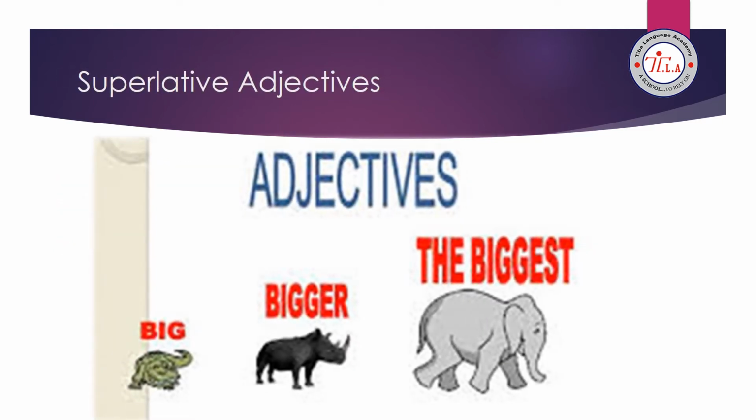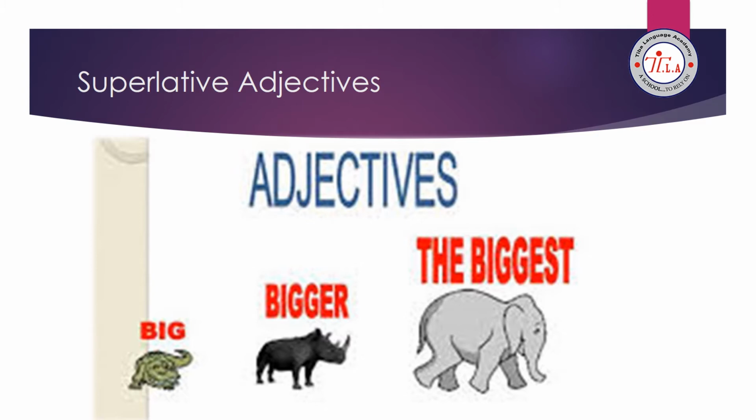Okay, now we are going to the superlative form. Superlative means when we compare one among all. Like in your class, who is the best? Who is the most handsome? Who is the most beautiful? Who is the least one in the class? Who is the worst one in the class? Who is the most intelligent one in the class?